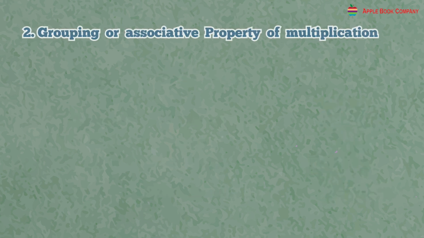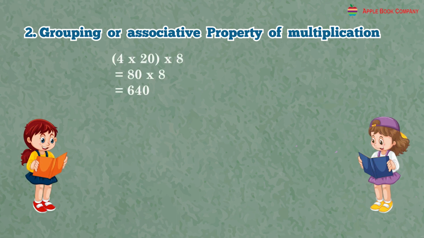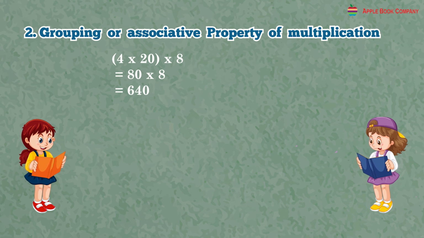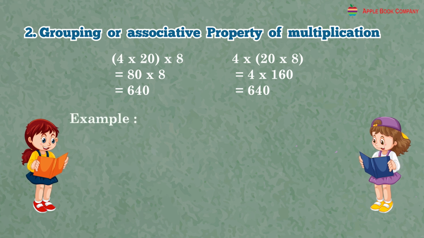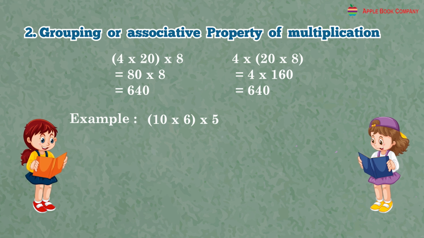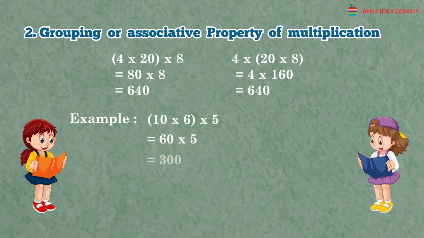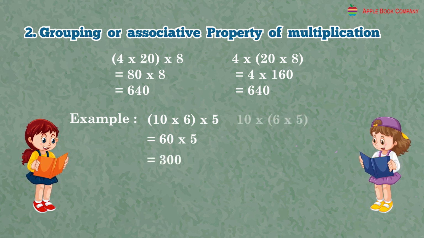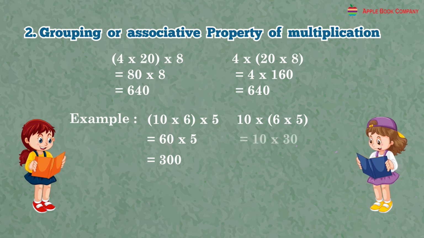Grouping or associative property of multiplication. The product of the numbers does not change even if we change the grouping of the numbers. Example, 10 multiplied by 6, which is multiplied by 5, is equal to 60 multiplied by 5, which is equal to 300.